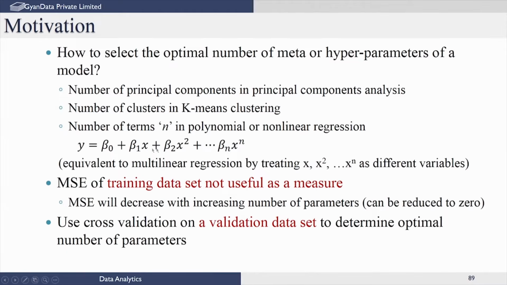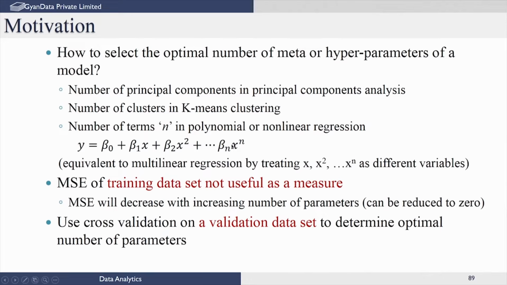Notice the parameters of this polynomial model can be obtained using multilinear regression. If you take x as a variable, x squared as a different variable and x power n as a different variable, compute them from the data that you are given, and treat them as different variables, then you can use multilinear regression methods in order to estimate the parameters beta naught, beta 1 and so on up to beta n.